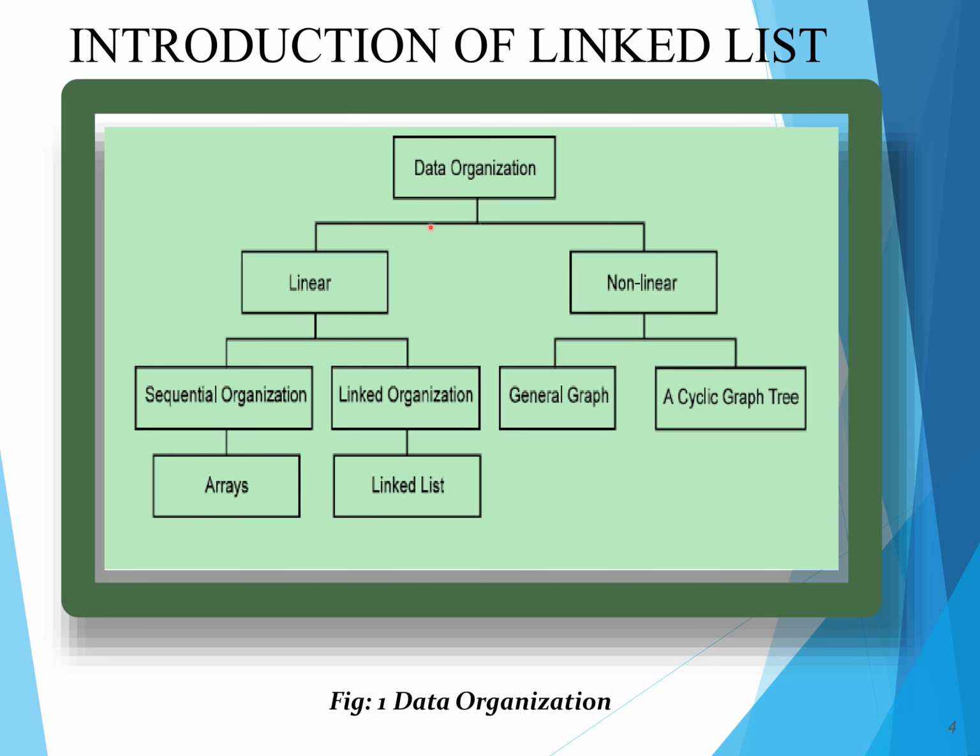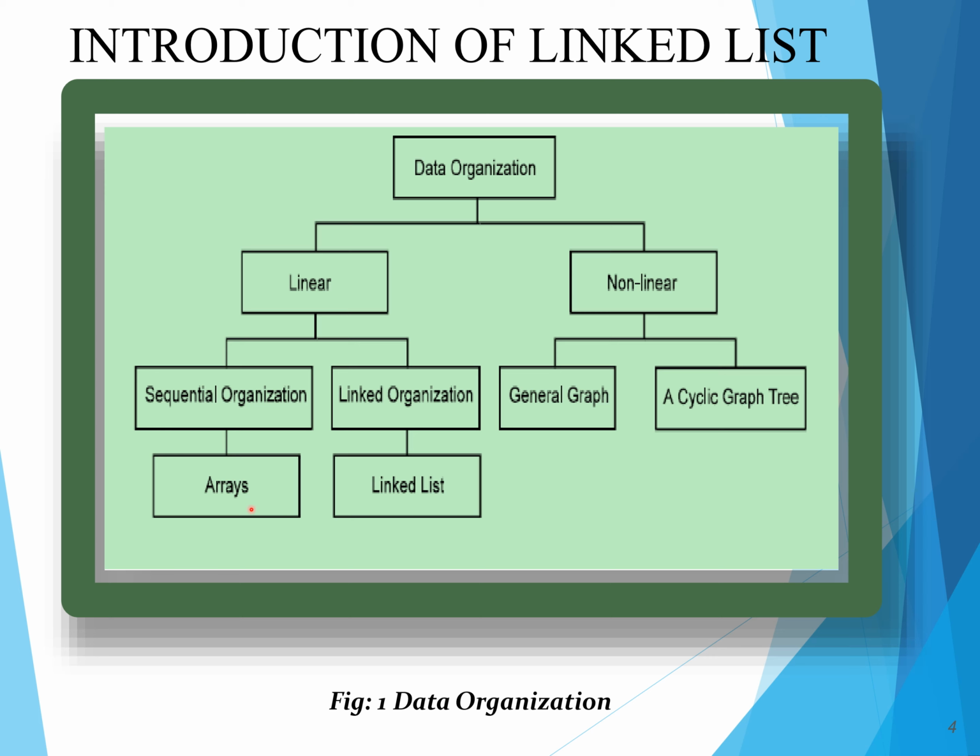So this is about data organization, or the data structure, which is actually classified into two types. The first one is a linear data structure and the second is a non-linear data structure. Linear data structure is again classified into sequential organization and linked organization. Sequential organization, an example of it is an array.